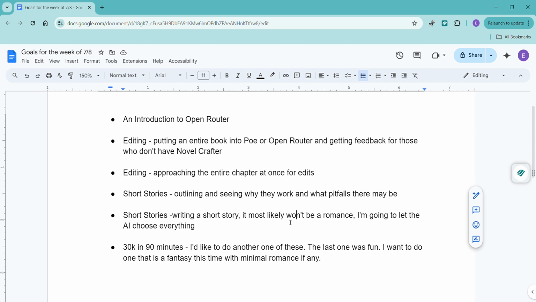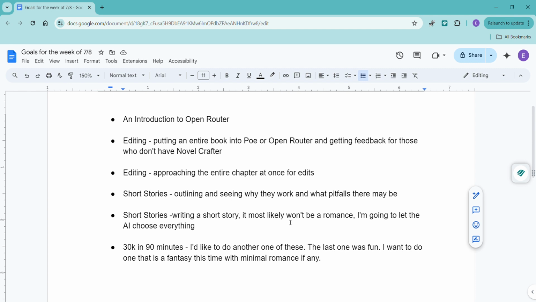We're going to do another editing video about approaching the entire chapter at once for edits. So instead of going, okay, what's the pacing throughout the book? What's the characterization throughout the book? What are the issues throughout the book? It'll be, what is this issue in this chapter? So that this chapter is great before I move on to the next chapter.